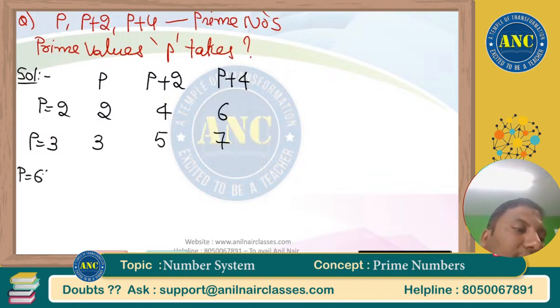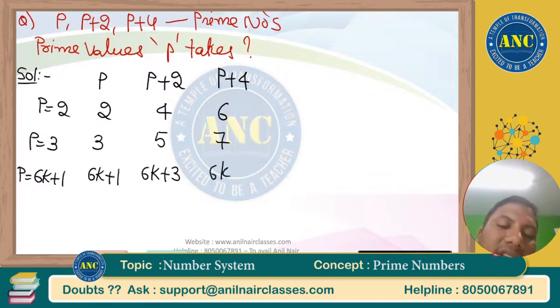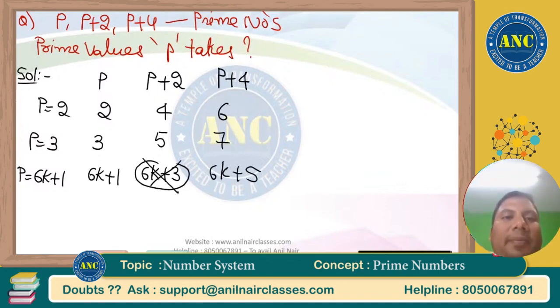Greater than 3, 6k plus 1. So P is 6k plus 1, then P plus 2 is 6k plus 3 and P plus 4 is 6k plus 5. 6k plus 3 is divisible by 3. If I add two numbers which are divisible by 3, the answer will be divisible by 3. So there is one value, P plus 2, which is divisible by 3.